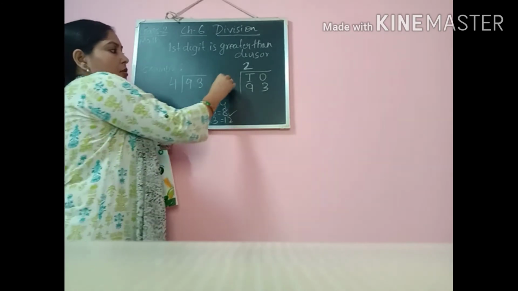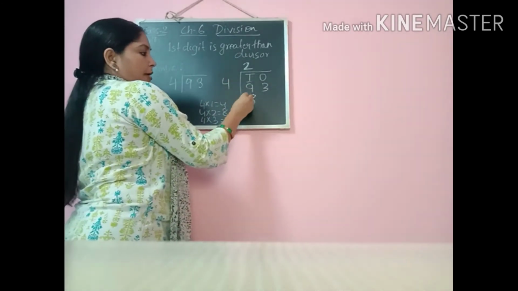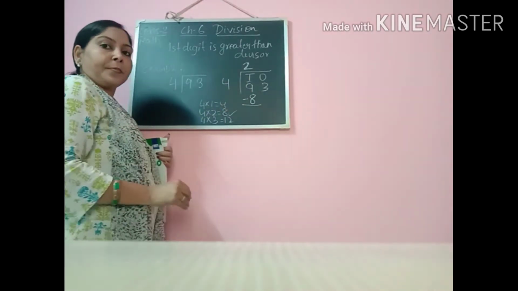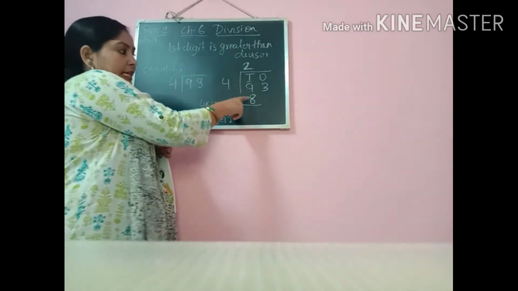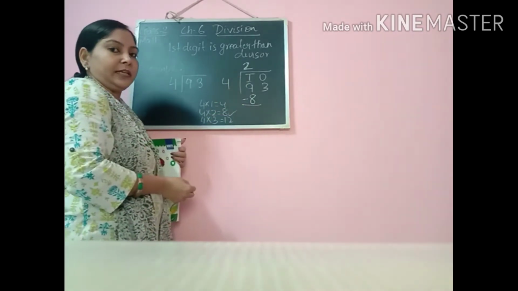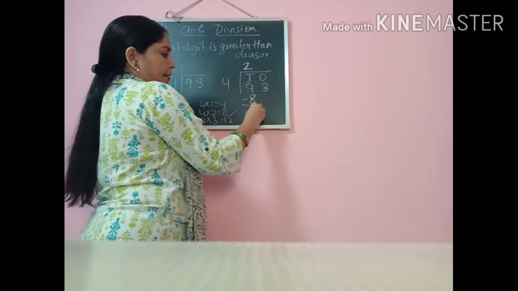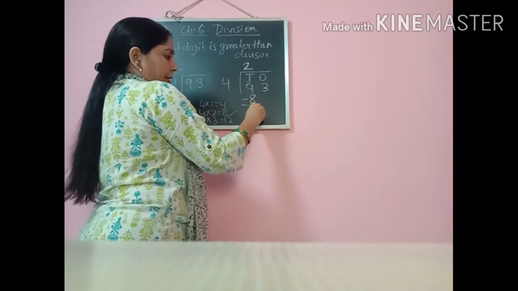So 4 2s are how much? 8. And this 8 I am going to write below 9. Alright, so I am writing this 8 just below 9. Now we have to subtract. Once we subtract, 9 minus 8 is 1. Okay, now this is our remainder.